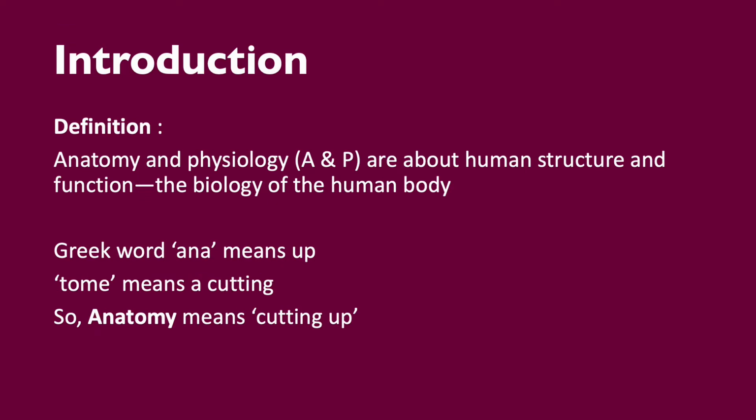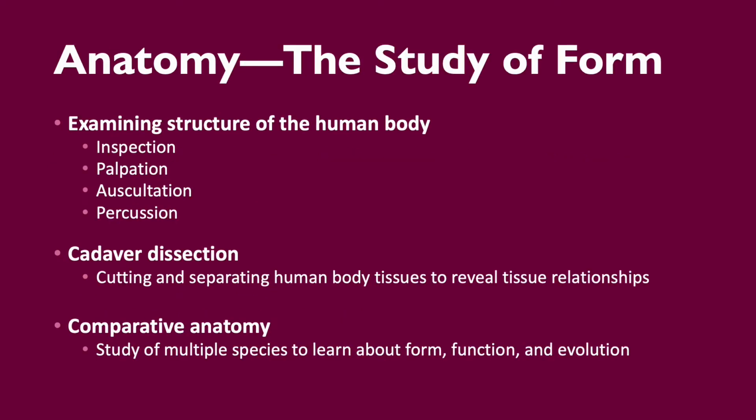Introduction, definition, anatomy and physiology. Anatomy and physiology is, simply put, the structure and the function, the biology of the human body. The Greek word ana means up, tomi means cutting up. So anatomy means cutting up. Anatomy, the study of form, the study of structure.